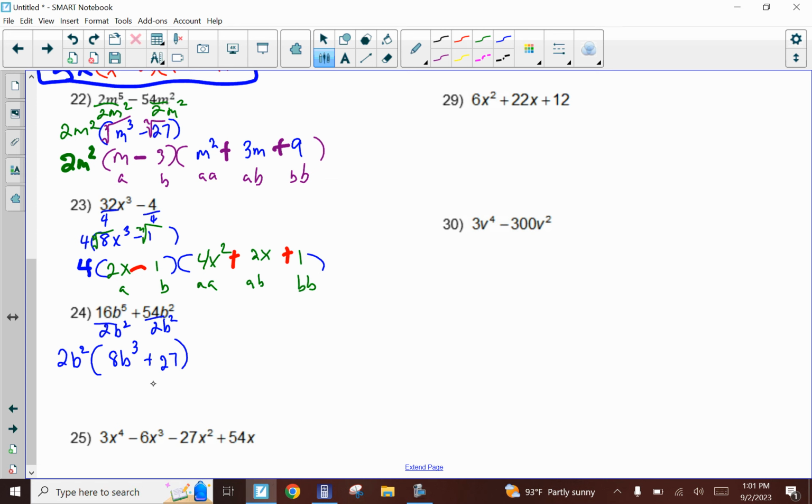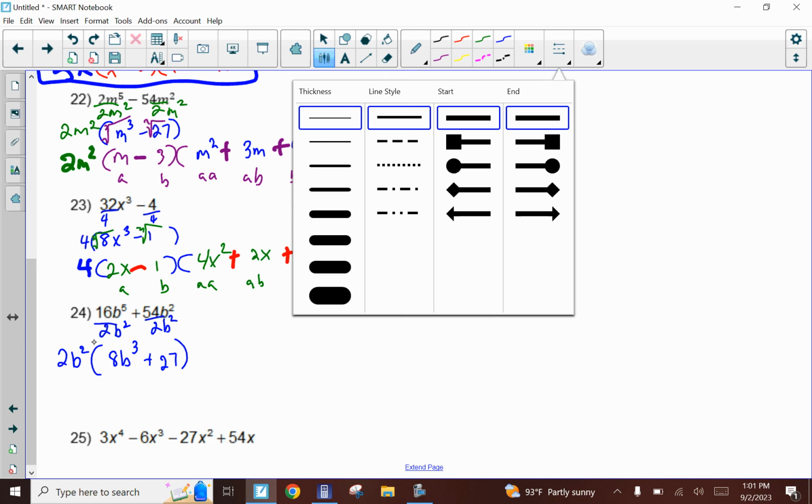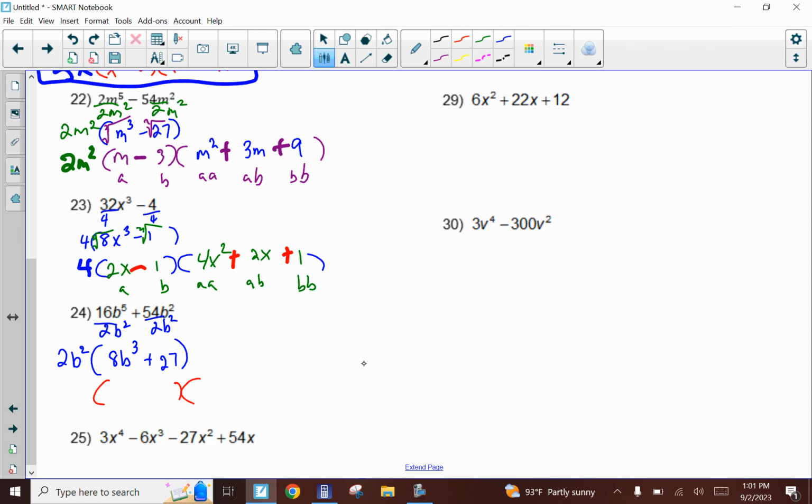So this is almost like a combination of the last two questions. It's still a cubes problem though, so we're still going to do small parentheses and the big parentheses. It's going to be AB, AA, AB, and then BB. Cube root, cube root. So this is going to be 2b, and this is going to be 3.